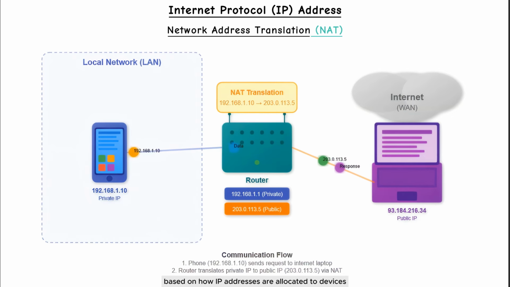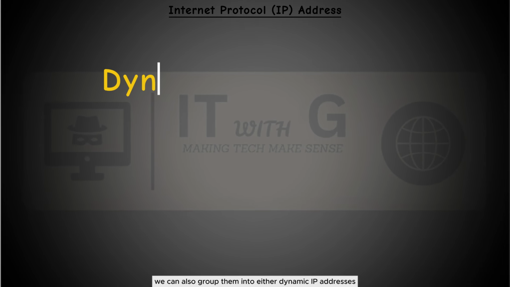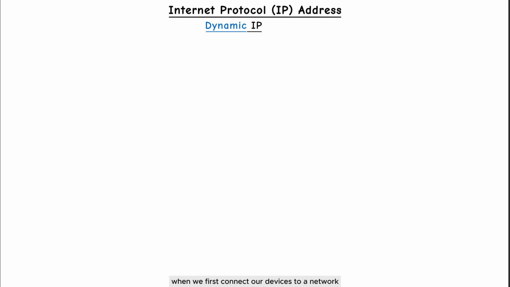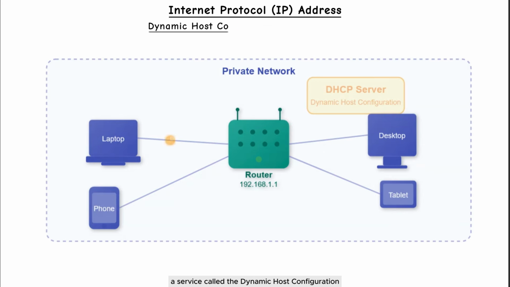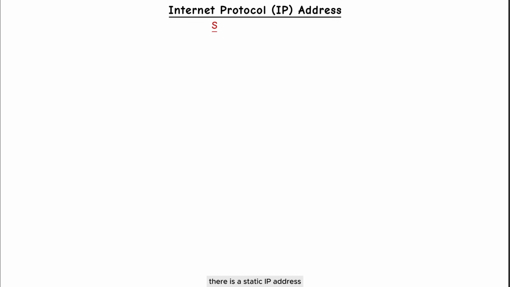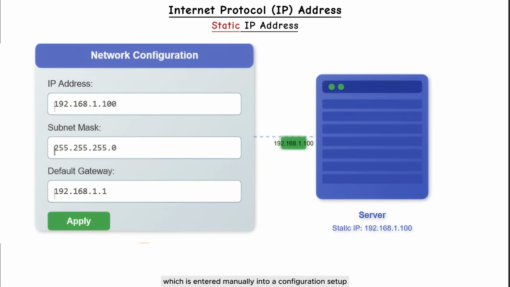Based on how IP addresses are allocated to devices, we can also group them into either dynamic IP addresses or static IP addresses. When we first connect our devices to a network, a service called the Dynamic Host Configuration Protocol allocates an IP address to our device, and this is most often done on a lease. Because this is dynamic and automatic, it makes the whole connection process very effortless and seamless. On the other hand, there is a static IP address, which is entered manually into a configuration setup and given to devices.